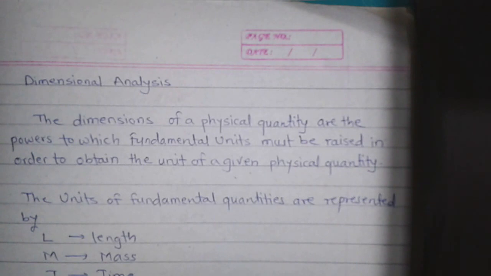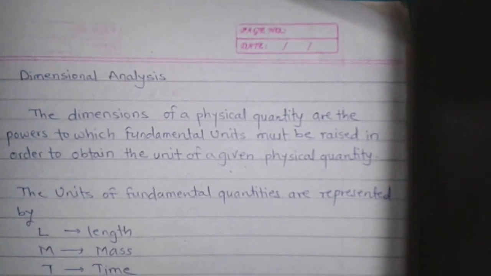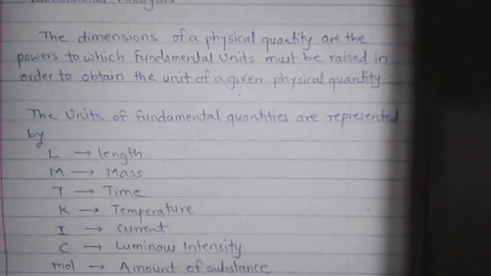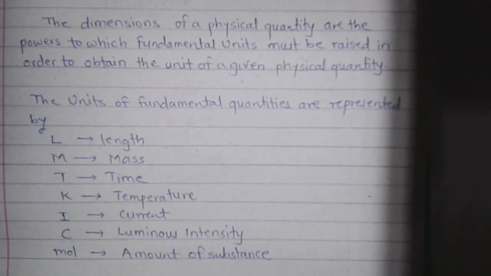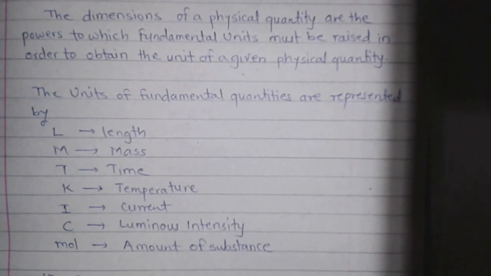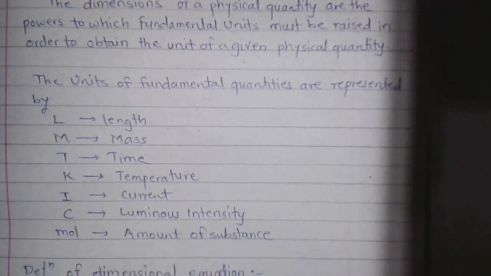So let's first see the definition of dimensional analysis. The dimensions of a physical quantity are the powers to which fundamental units must be raised in order to obtain the unit of a given physical quantity. The units of fundamental quantities are represented by L for length, M for mass, T for time, K for temperature, I for current, C for luminous intensity, and mole for amount of substance.